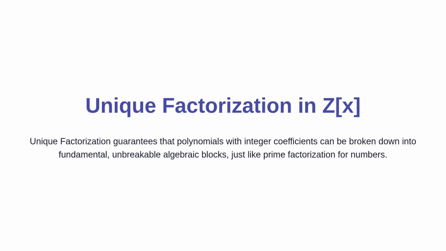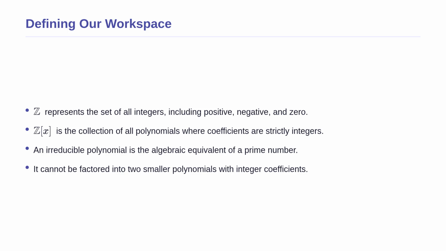Let us dive in. To begin our journey, we first need to define the mathematical workspace we are operating in. We denote this space with the symbol Z adjoined with X. The letter Z represents the set of all integers, meaning positive and negative whole numbers, including 0. The X indicates that we are building polynomials using this variable. Therefore, this space is simply the collection of all possible polynomials where the coefficients are strictly integers.